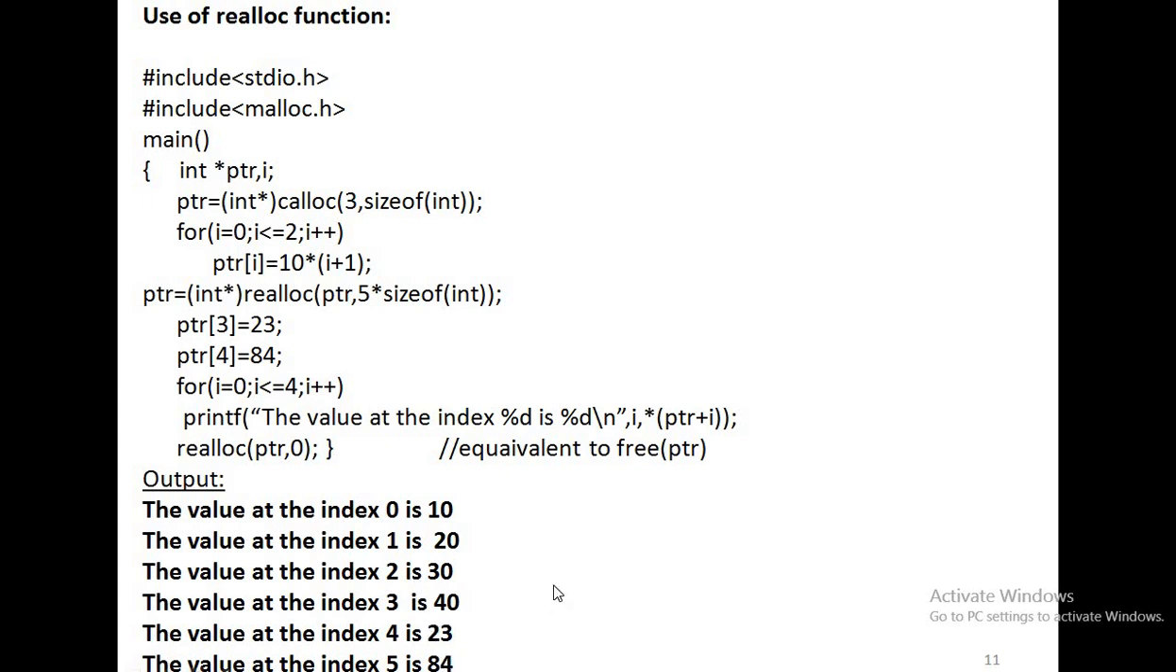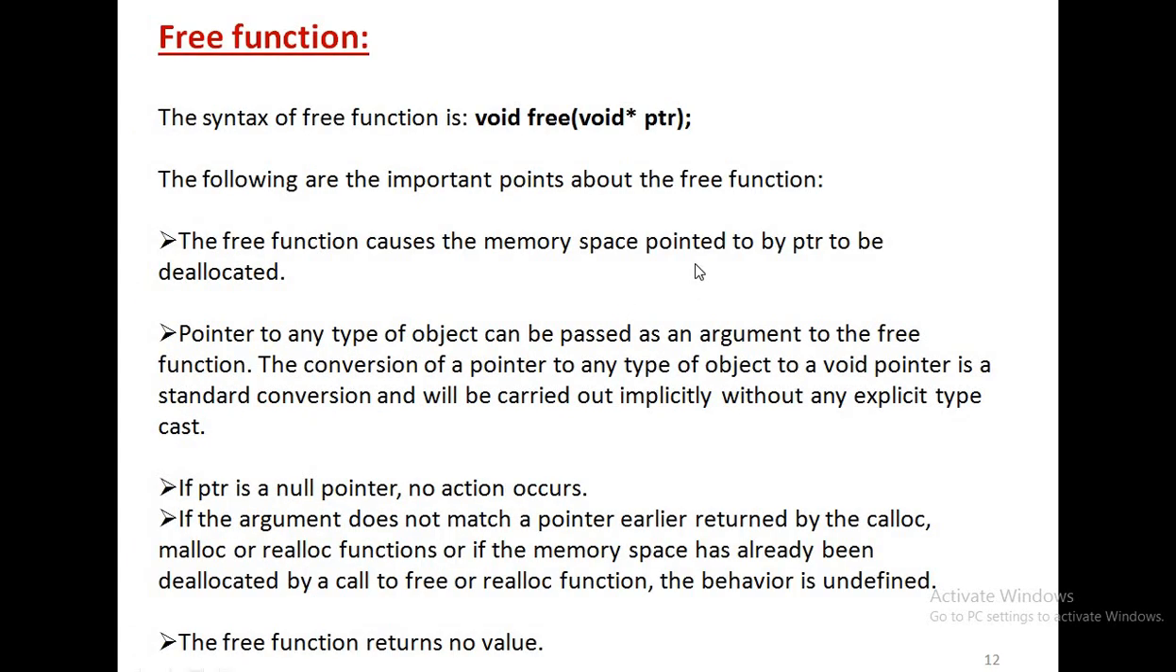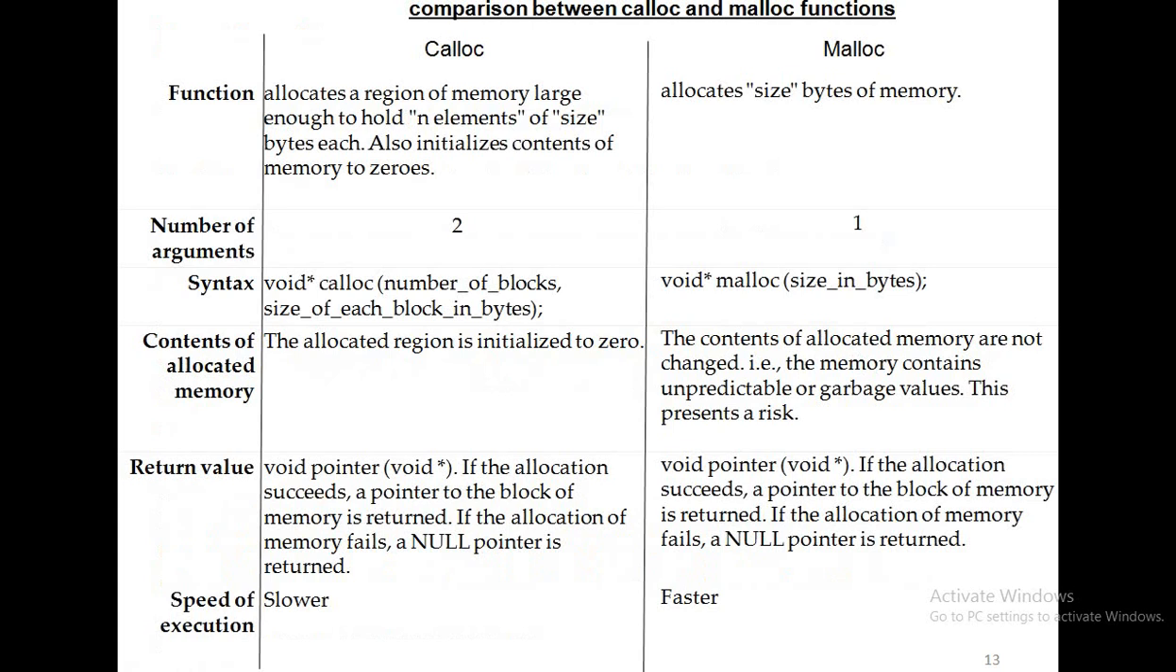So realloc has actually modified that ptr array. The free function deallocates an already allocated memory block. So after applying free, we cannot handle that memory block, and that memory block has nothing stored in it. It is free, and that memory block will be given to some other program, some other variable for allocation.